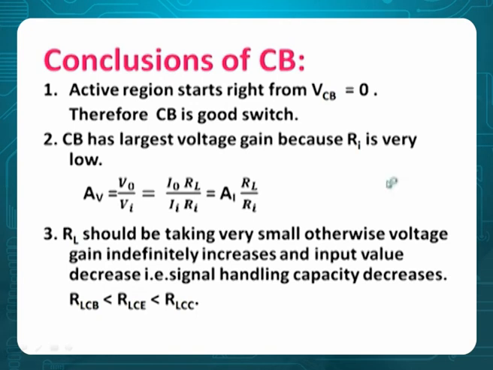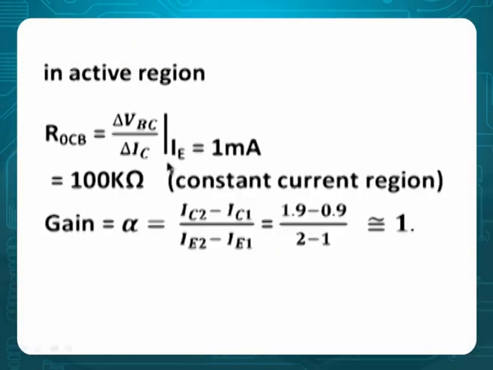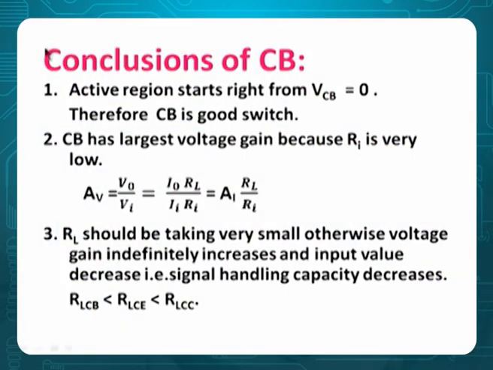Now what are the conclusions I can give for common base? Active region is starting from 0, because you have seen from the characteristics that the active region is starting from 0. Then second point, CB has the largest voltage gain because Ri is very less. See, voltage gain is V0 by Vi, which is Ai RL by Ri. As Ri is very low, voltage gain is high.